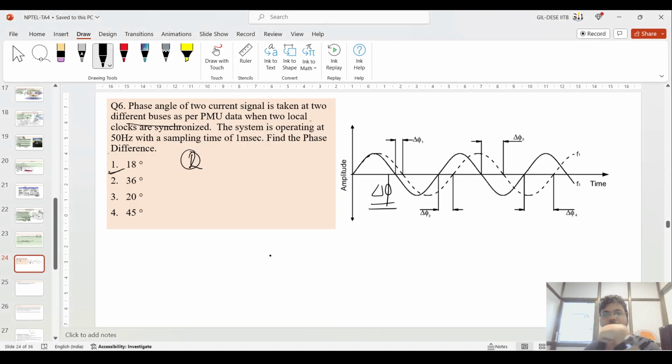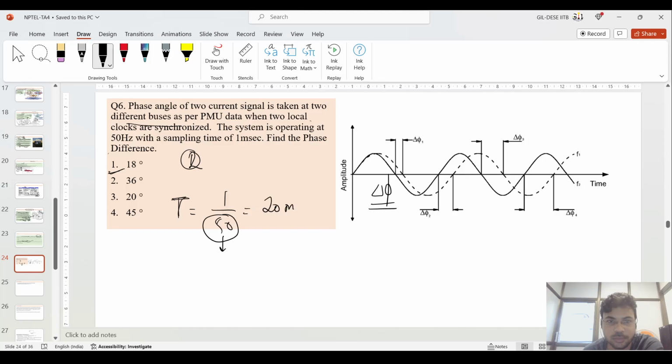Okay, yes, let's clarify, Dharmendra, what they are saying. Solve this question. The time period is 20 milliseconds, right? And 20 milliseconds corresponds to 360 degrees. So 1 millisecond is 360 by 20, 18 degrees. Okay, that's the correct solution. You can close your mic. Okay, thank you, Dharmendra.